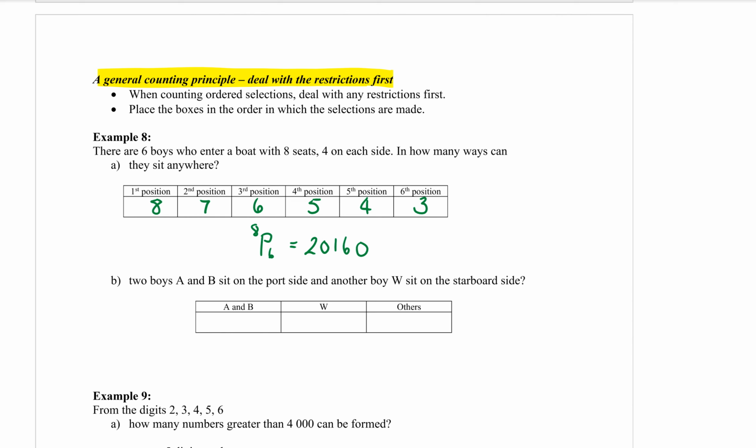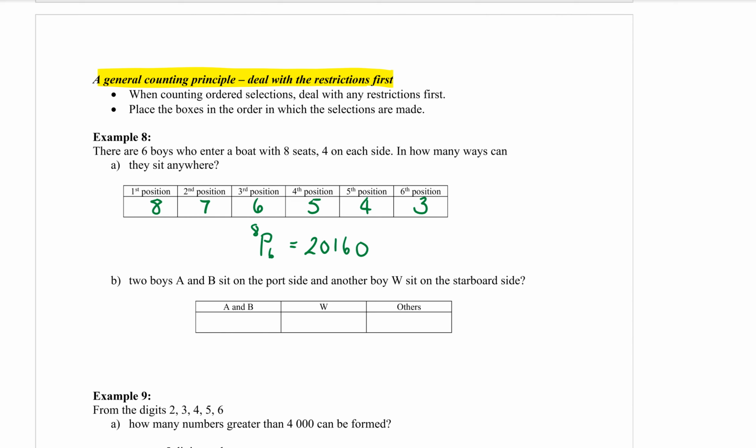All right, more restrictions. Part B. 2 boys, A and B, sit on the port side. I don't remember which side that is. Is that left or right? Anyway. And another boy, W, sits on the starboard side. I don't remember which is port and starboard, but anyway. So A and B have to sit on, I'm just going to call it left, on the left side.